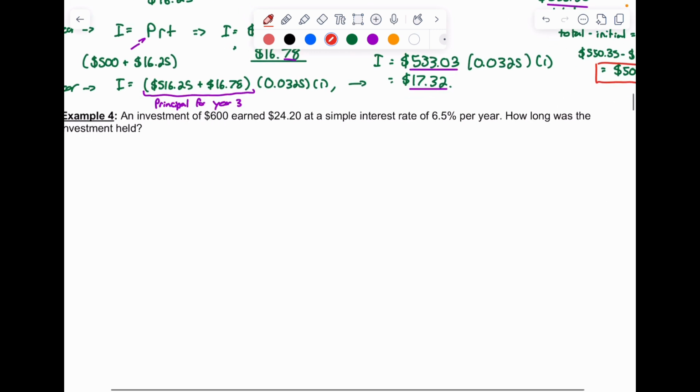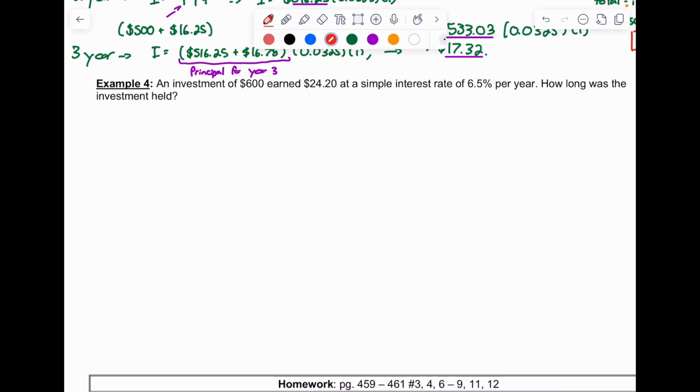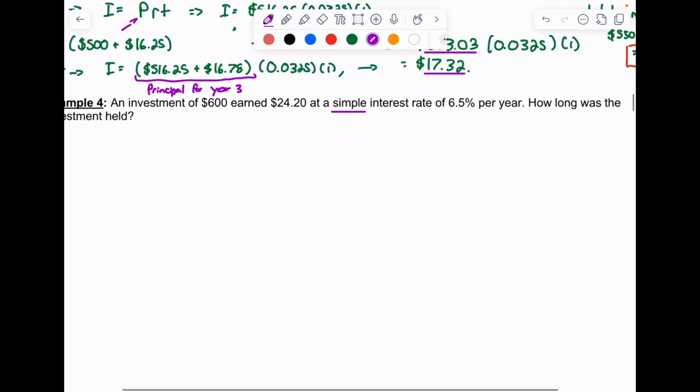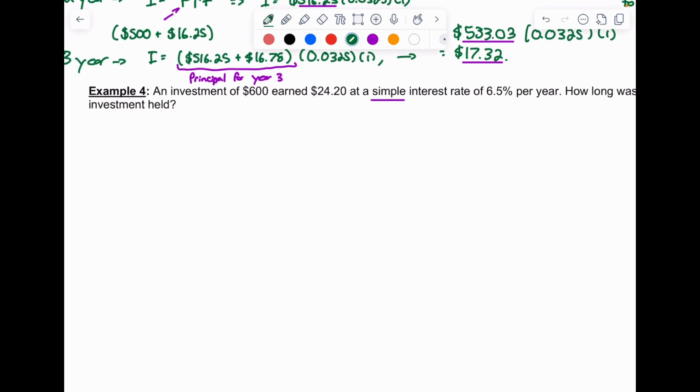All right. So last example, an investment of $600 earned $24.20 at a simple interest. You see this word simple? Cool. You don't have to do the whole compounding thing where you have to account for your previous year's balance. So at a simple interest rate of 6.5% per year, how long was the investment held? Okay, so we have an investment of $600. So once again, your P is $600. That's your initial amount. All right. It earned $24.20.